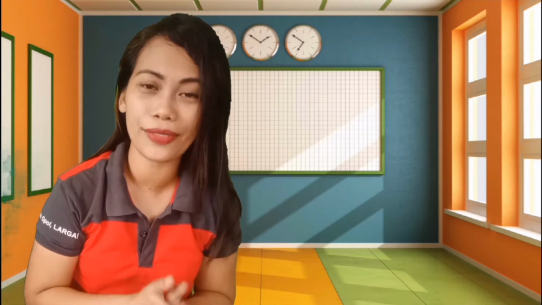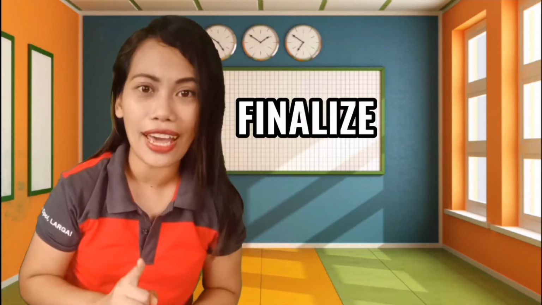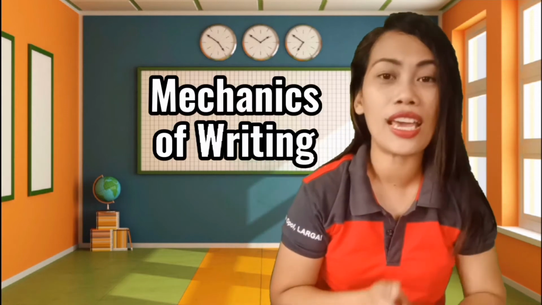Plan first, brainstorm first, make a draft, and then finalize your draft. When you're going to finalize your draft, that's the time that you are going to think of the mechanics of writing that you have to apply in your write-up. What are the things that you need to remember so that your writing will be gracefully accepted by your teacher?